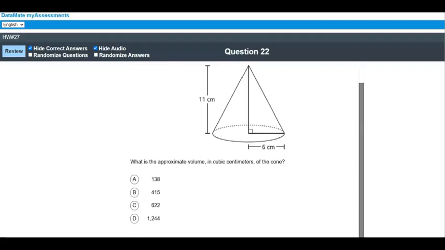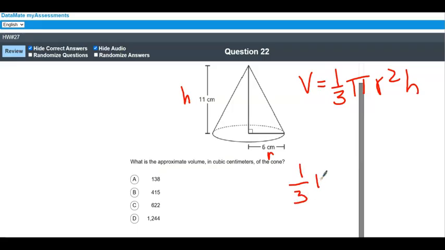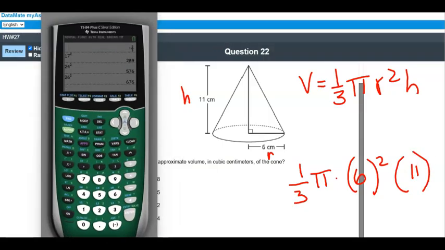Number 22 asks us to find the volume. Now, in order to find the volume, you have to identify this shape. And this shape is a cone. And a cone uses this volume formula, which will be provided to you on the reference sheet. All you need to do is identify the radius and the height. So on our calculator, we're simply going to type 1/3 times pi times the radius, whatever that number is, squared, times the height. So I'm going to pick up my calculator now.